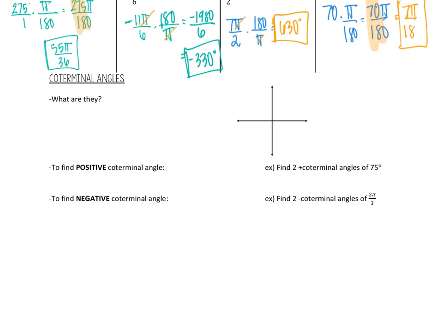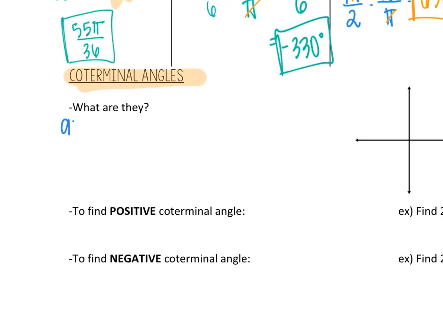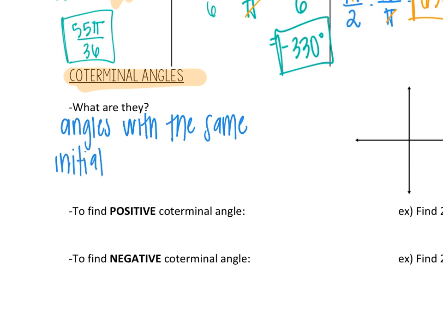In this last portion, we're going to be talking about this vocabulary word called coterminal angles. Coterminal angles are simply angles that have the same initial and terminal side, meaning they have the same starting and ending point. So what are they? They're angles with the same initial and terminal side, meaning they have the same start and the same end.